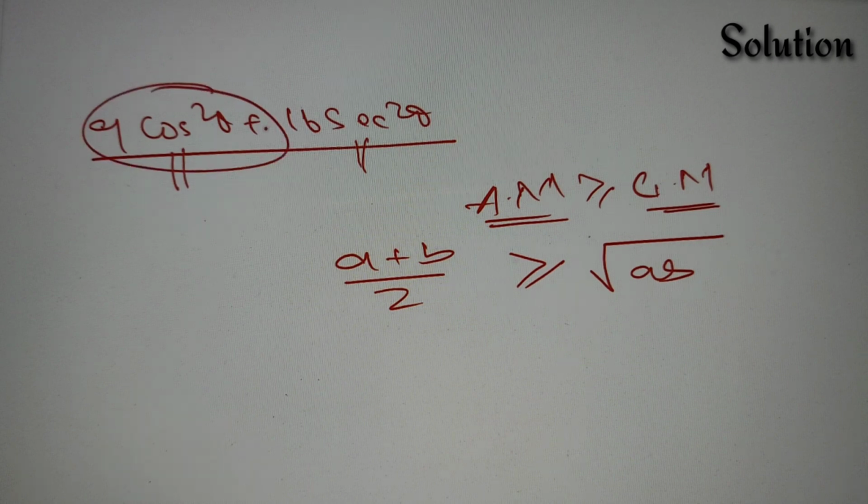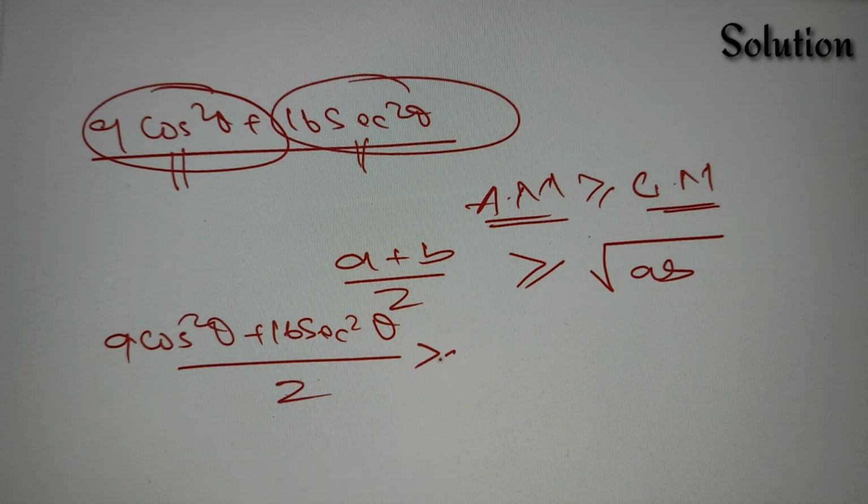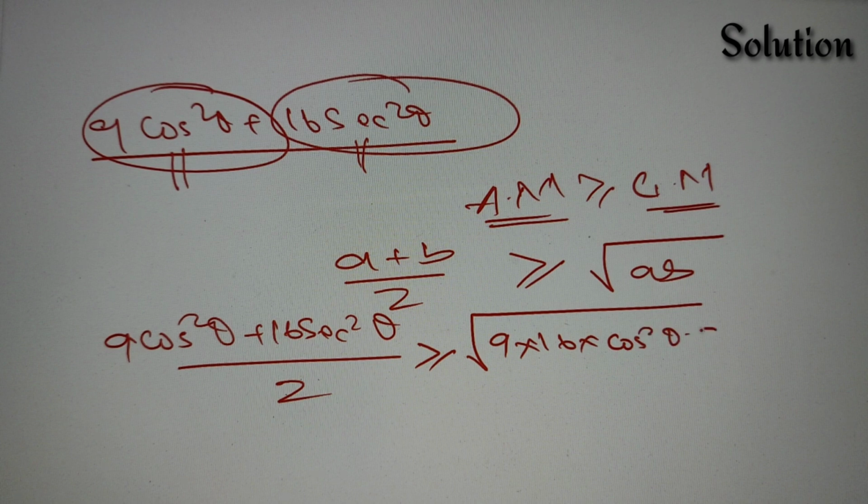So if we take A as 9 cos squared theta and B as 16 sec squared theta, then we can apply the property that AM is always greater than or equal to GM. So over here we can have 9 cos squared theta plus 16 sec squared theta divided by 2 is always greater than or equal to the square root of 9 into 16 into cos squared theta into sec squared theta. Now cos squared theta into sec squared theta is equal to 1 because sec squared theta is basically 1 by cos squared theta. So cos squared theta and 1 by cos squared theta will get cancelled, so we'll have 1, and 9 into 16 under the square root will give us the result as 12.